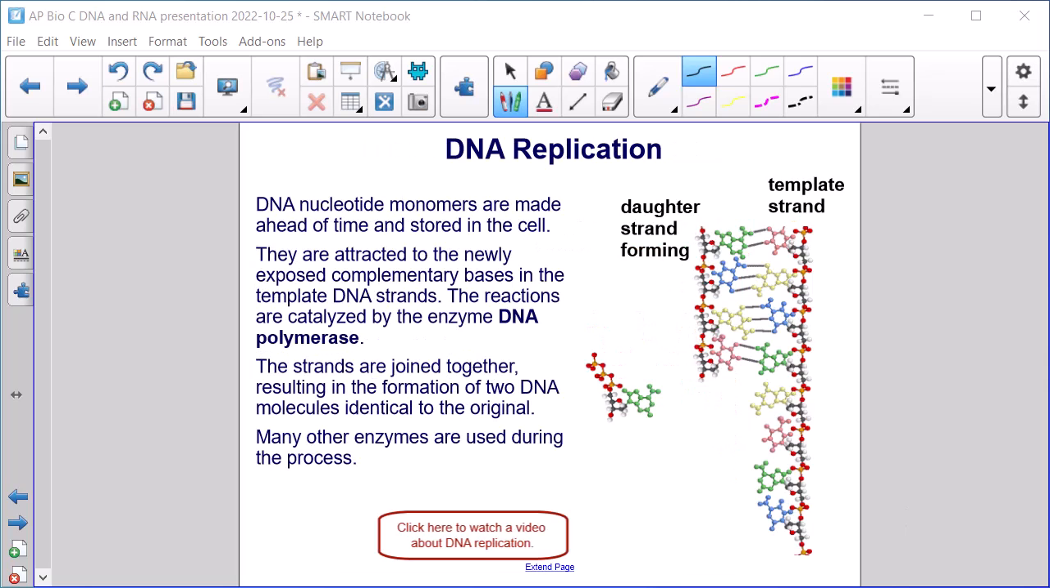DNA nucleotide monomers are made ahead of time and stored in the cell. They are attracted to the newly exposed complementary bases in the template DNA strands. The reactions are catalyzed by the enzyme DNA polymerase. The strands are joined together, resulting in the formation of two DNA molecules identical to the original. Many other enzymes are used during the process.